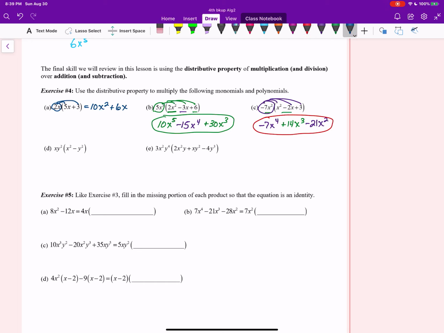D, distributing xy squared over the binomial. xy squared times x squared, well, x to the first times x squared is x to the third. Carry the y squared, and then xy squared times -y squared, -xy to the fourth.